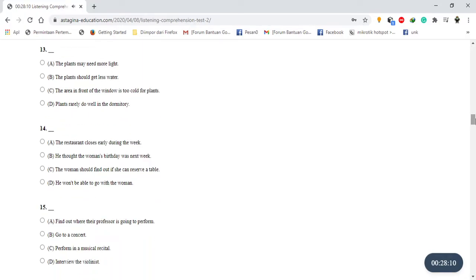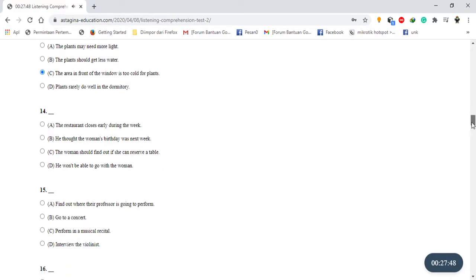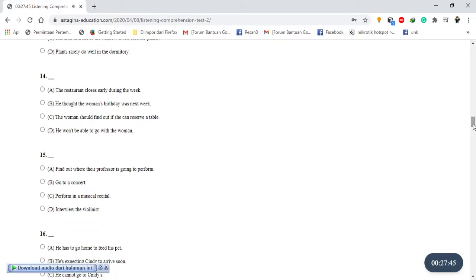Number 13. You know, I've been watering my plants regularly, but they're still not doing well in my new dorm room. Maybe instead of keeping them in the corner, you should put them directly in front of the window. What does the woman imply? Number 14. I think I'll take my mother to that French restaurant on Main Street for her birthday. I hope it's not any time soon. They're usually booked up weeks in advance. What does the man mean?